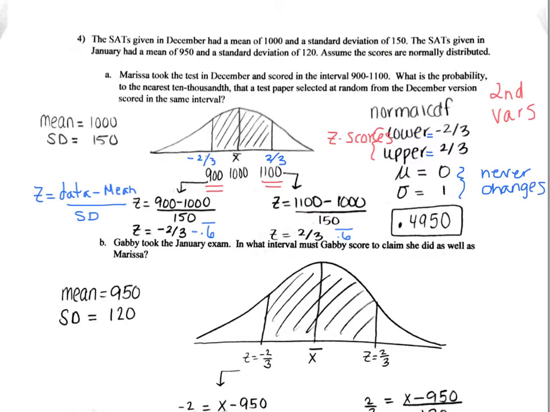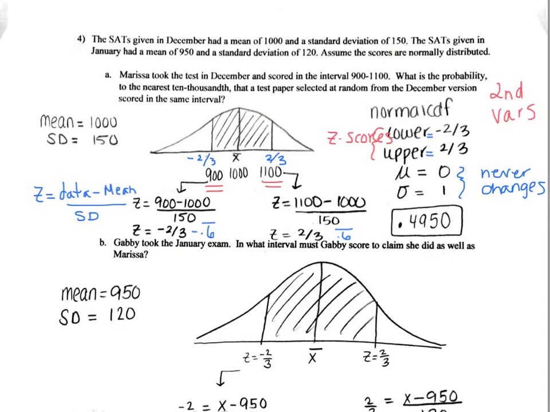Okay, so in the calculator, after you hit enter, you should be getting a probability of 0.4950. That means approximately 50%. And I mean, doesn't that kind of make sense? 50% scored within this interval. Well, that's what the mean is around. It's very close to the mean, so it should be very close to about 50%.